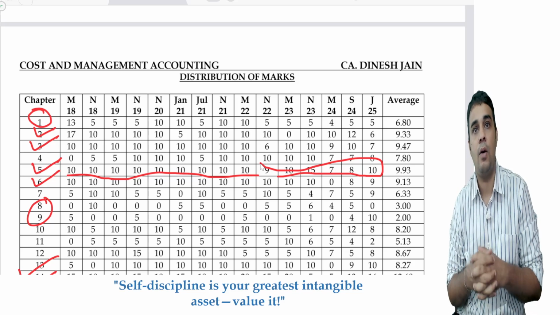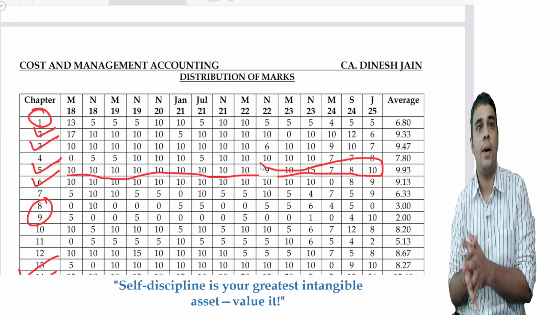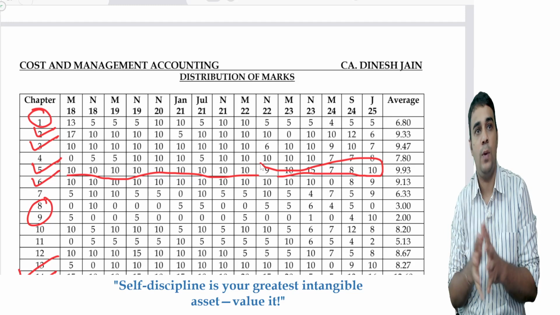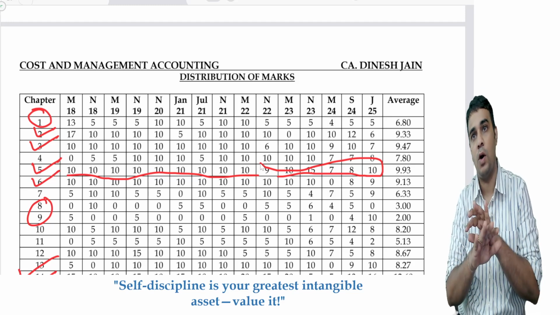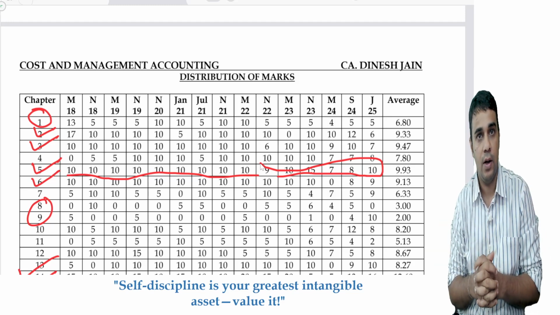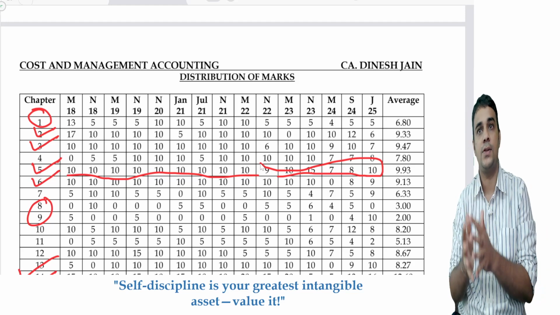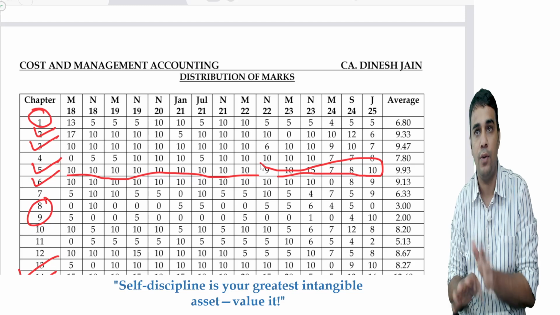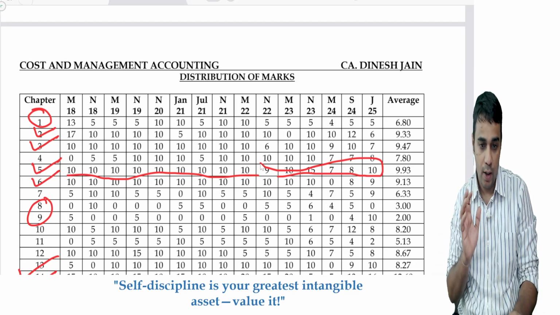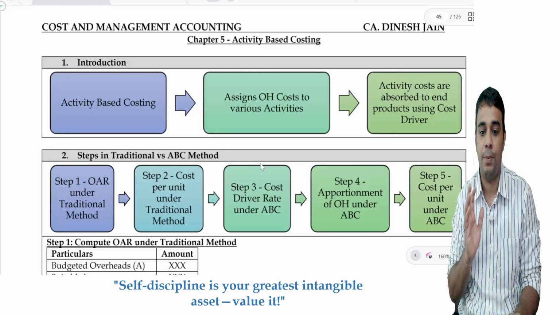Very limited concepts are there. One format of analysis is there. Two, three variants of questions are there, and that is all this chapter is about. One basic question we will do, one advanced question we will do, one reverse working question we will do, and we are done with the chapter. Now, let's understand what this chapter is all about.